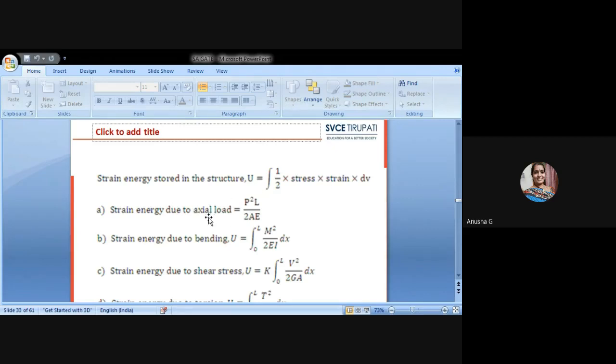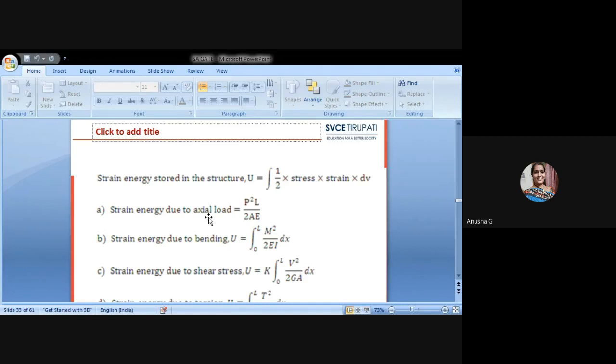Strain energy due to axial load. All of you please note down, this one is very, very important. They will give you the load, and then they will give the area and length, and ask you to find the strain energy due to axial load. For your GATE exams, in each and every previous year's paper, they asked you to calculate the strain energy due to axial load, due to bending, and due to shear stresses. These are formulas we already derived in structural analysis, but here you simply have to remember these very easy formulas. Strain energy due to axial loads, U equals P squared L by 2AE.